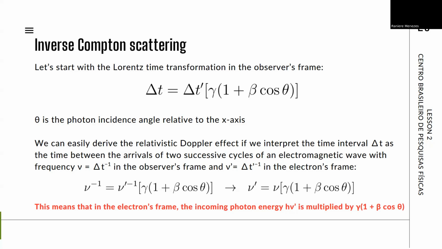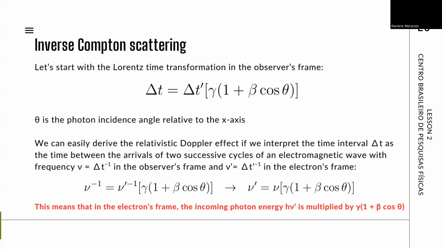And what happens is straightforward. So we have a very energetic electron, a soft photon, and this electron will bump into this photon and will scatter it to very high energies. Okay. And you see for how much. So let's start with the Lorentz transformation of the time in the observer's frame. This is the observer's frame, okay? And the particle frame is this one.